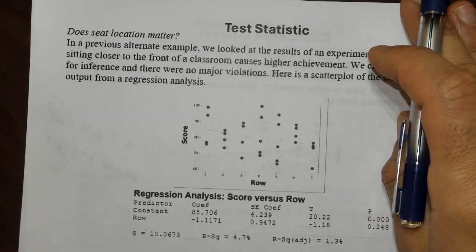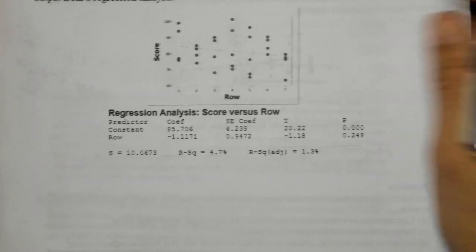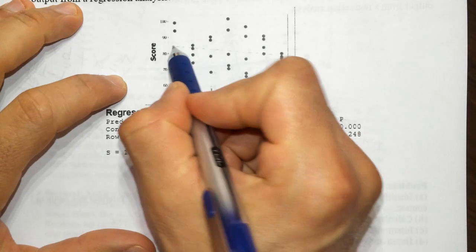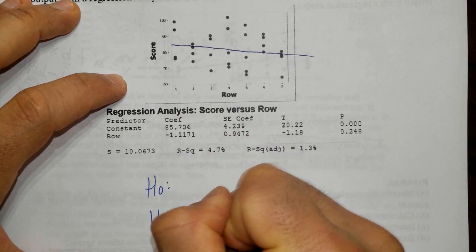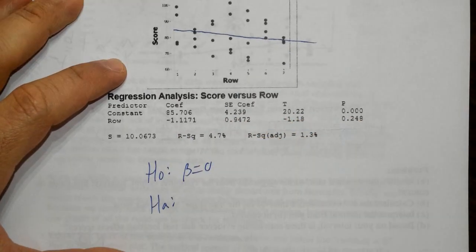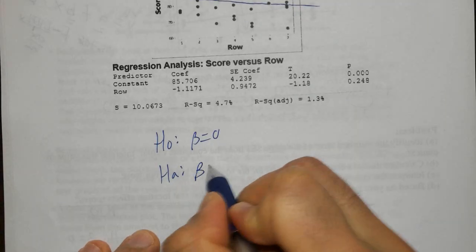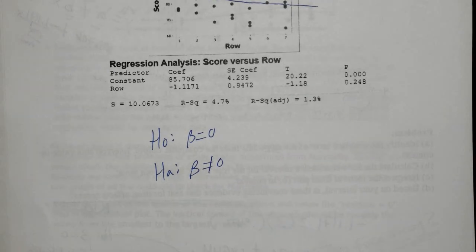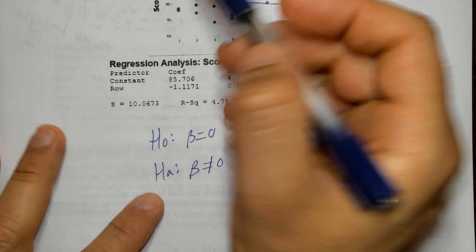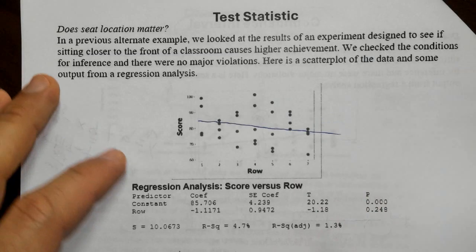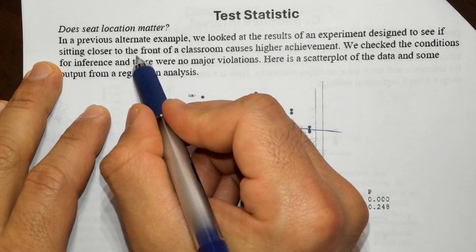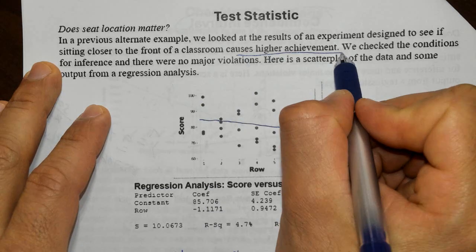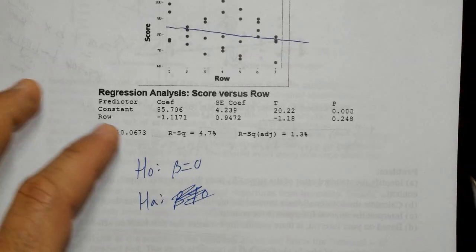Let's say that we had a test statistic instead. How would we do this kind of question differently for a test statistic? Well, you would still have your same null hypothesis and alternative hypothesis. B is equal to 0. Here, usually B is just not equal to 0, a relationship or no relationship. Unless, like in this question, actually it wouldn't be not equal to 0, because sitting closer causes a higher achievement.